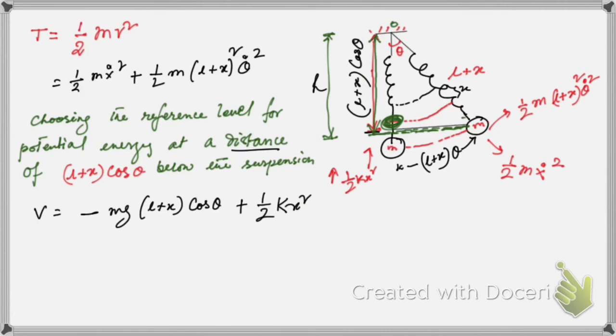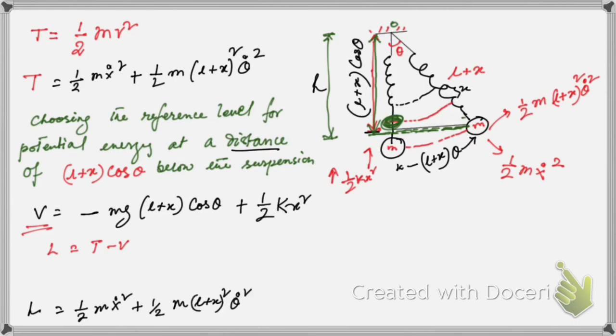Okay, so we have got kinetic and potential energy. So let us find L, T minus V. That's going to be half m x dot squared, plus half m (L plus x) whole squared theta dot squared, plus mg (L plus x) cos theta, minus half k x squared. So we have got this.